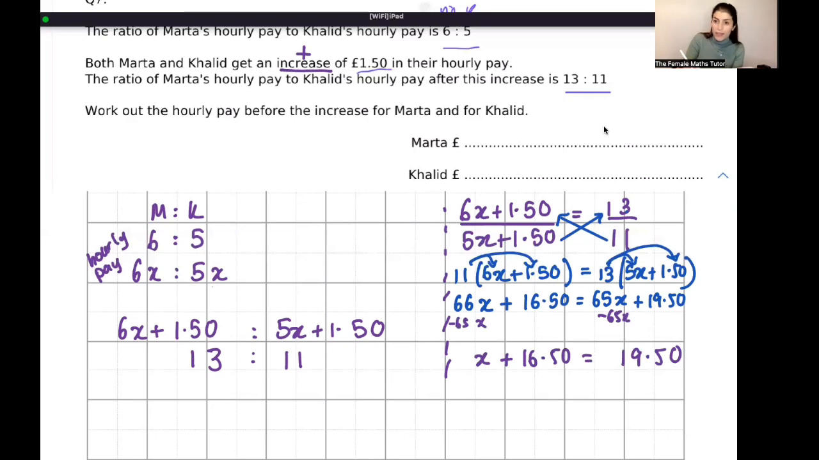And then to get rid of that £16.50, I'll subtract. So I'm left with x is equal to 3. Okay, so that was our x. And the question says, work out the hourly pay before the increase for Marta and for Khalid. Well, the hourly pay before the increase was what we had here. Let me just box it for you so you can see.